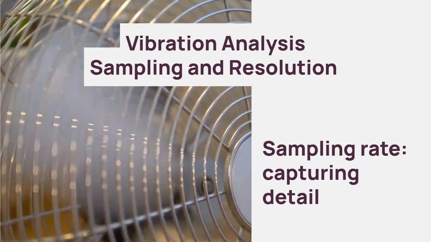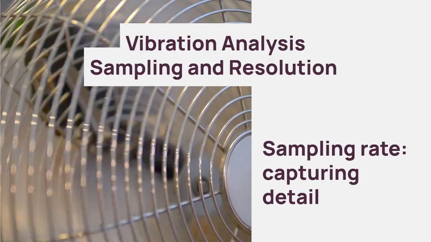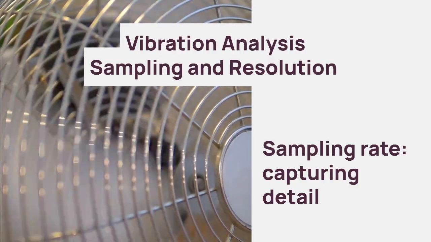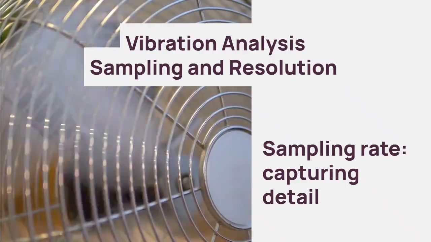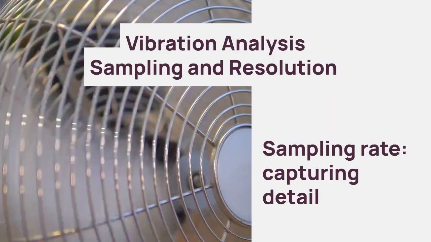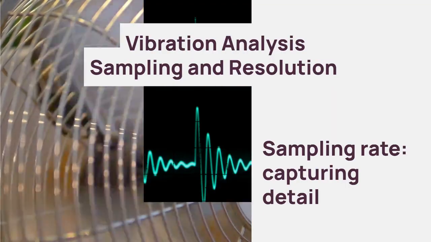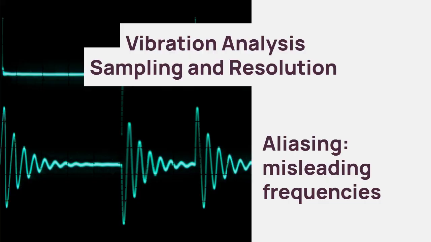Why is sampling rate so critical? Imagine taking photographs of a spinning fan blade. If you snap images too slowly, you'll miss the blur, the nuances invisible between your shutter clicks. In vibration analysis, sampling too slowly lets frequencies slip past undetected. This is called aliasing, where signals masquerade as lower frequencies, giving misleading information.